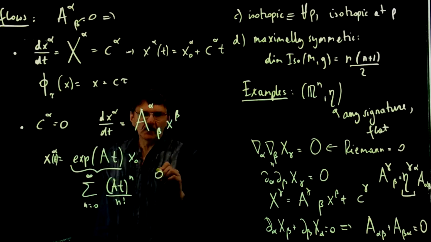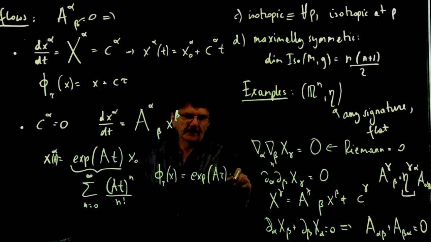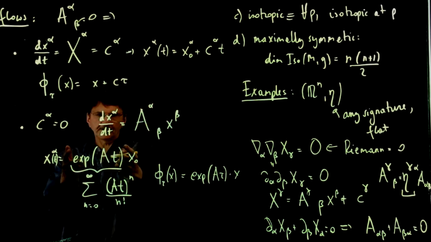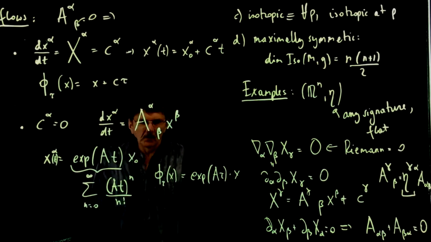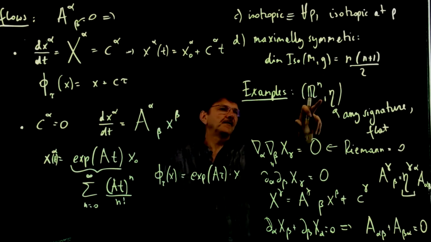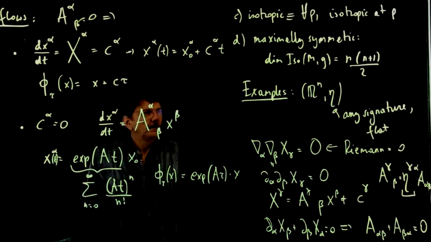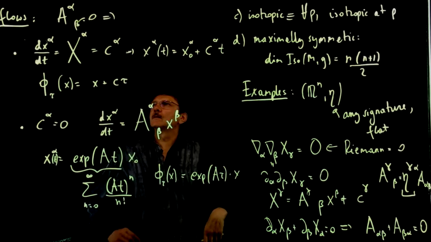In other words, phi_tau of a point x is this exponential of A tau acting on the point x. Right, so this is the exponential of a matrix, which is a matrix acting on the initial point. These are the solutions. Okay, so these are all one parameter subgroups of the isometry group of flat R^n, no matter what the signature of this metric is. So that's a pretty simple example. Good.